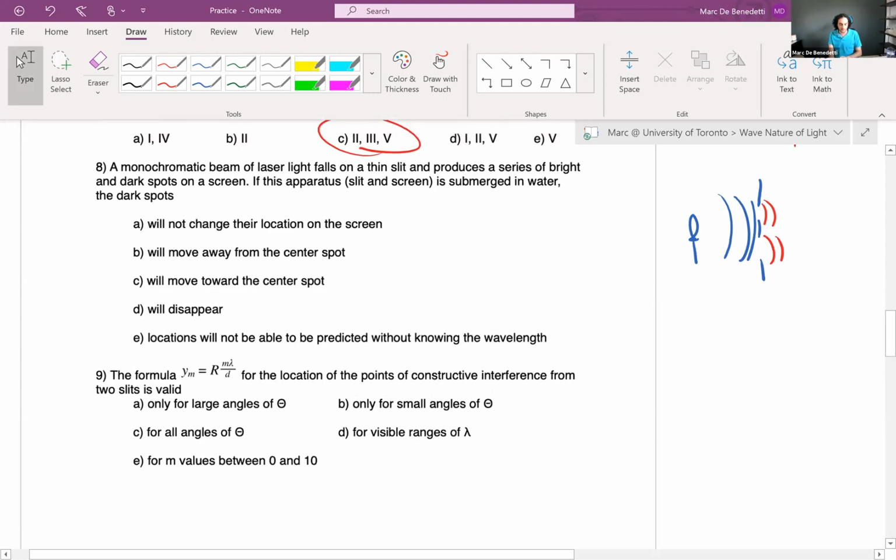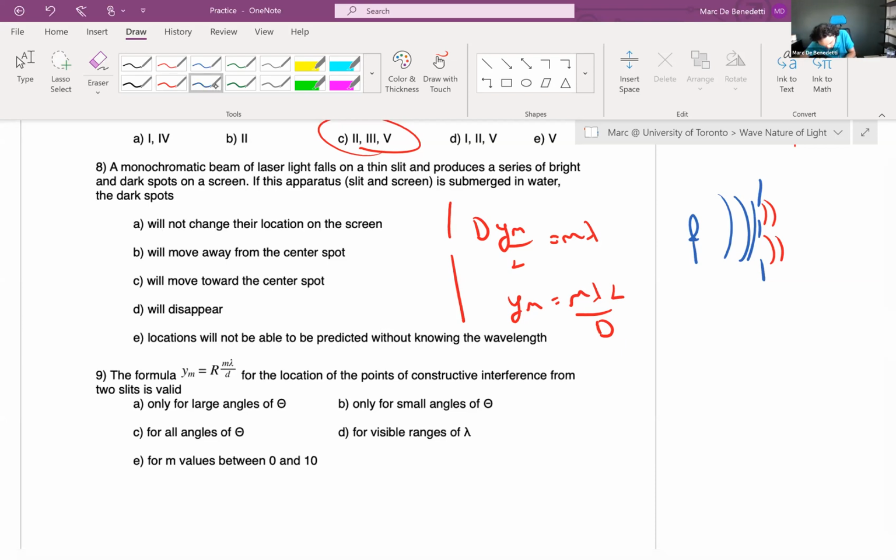Very briefly, a single color beam of laser light falls on a thin, single slit and produces a series of bright and dark spots on a screen. If this apparatus, slit and screen, is submerged in water, what would the dark spots do? Here, for the dark spots, d y m over L equals m lambda. So y_m is going to be m lambda L over d. What happens when you submerge it in water?